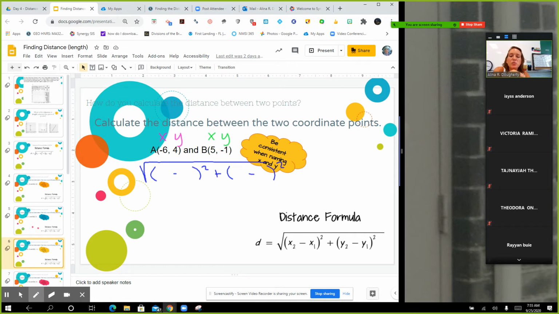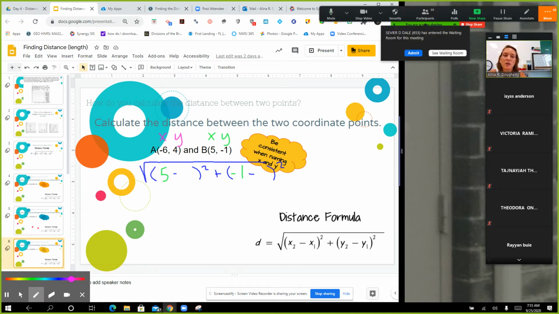So what x did you put first? The -6 or the 5? I put the 5 first. Cool. So if the 5 goes first in the first set of parentheses, then the -1 has to go first in the second set of parentheses, right? We just got to be consistent. So if the 5 goes first, then we do a -6. And again, we've already got a minus, so I'm going to make my -6 into a plus and -4, right?